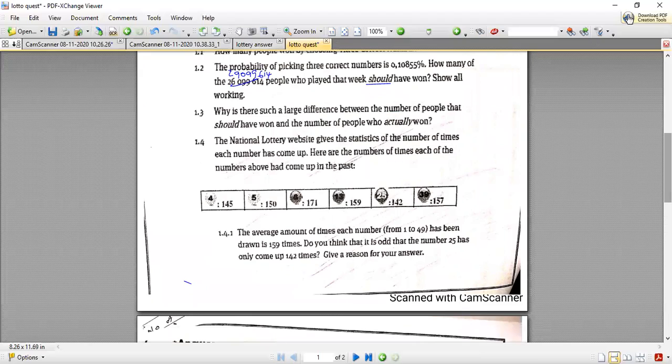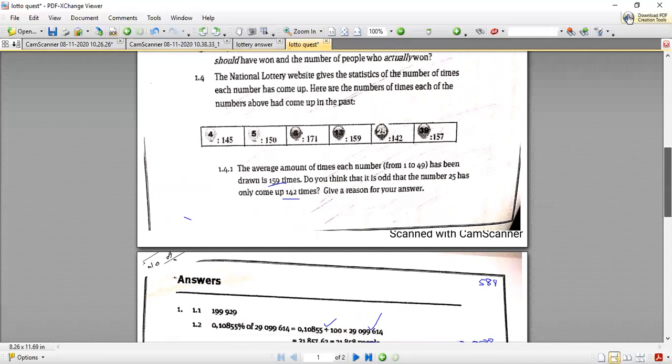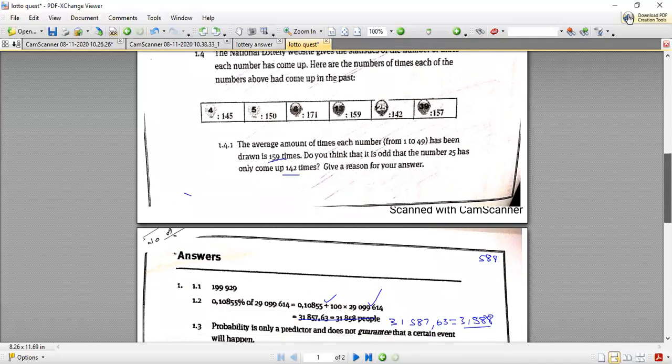In 1.4, the National Lottery website gives the stats of the number of times each number has come up. Here are the numbers of times each of the numbers has come up in the past. So the number 4 came 145 times, number 5 150 times, and so on. The question here is that the average number of times each number from 1 to 49 has been drawn is 159 times. Do you think that it is odd that the number 25 has come up 142 times? So the number 25 came up less than the average.